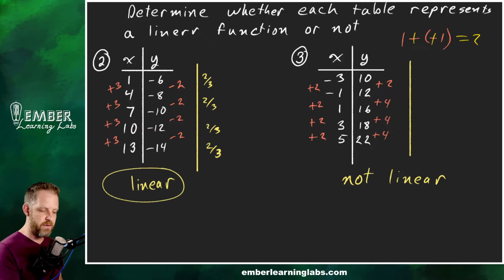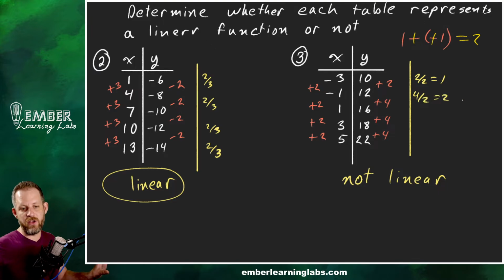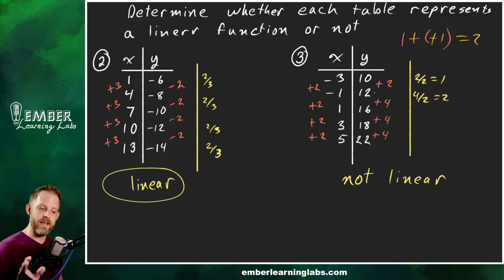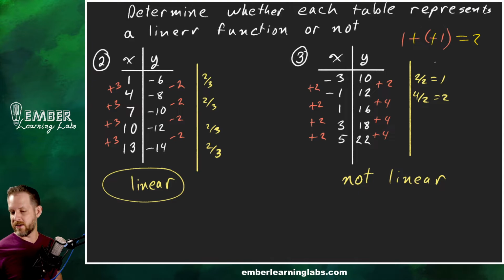If the ratio of the difference of the y's to the difference of the x's is always the same, then it's linear. So this one, I don't even have to walk through all the way, right? This one is 2/2, which is 1. And this one is 4/2, which is 2. So we don't even have to go any further. But this one breaks it, makes it not linear, because that slope is not consistent all the way down. So that makes it not linear.